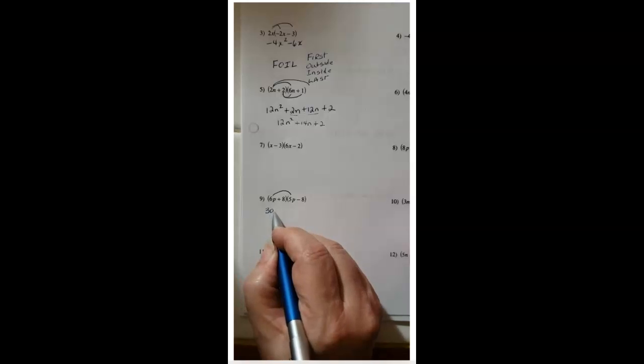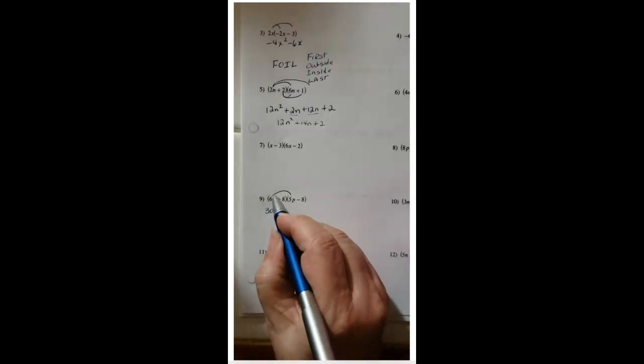Now all I can do is change the numbers that are in here, I can change the signs that are in here, but I never change the first, outside, inside, last. So let's try another one on page 15. Let's look at number 9. First times first. 6p times 5p is 30. And again, I'm multiplying. So that would be p squared.